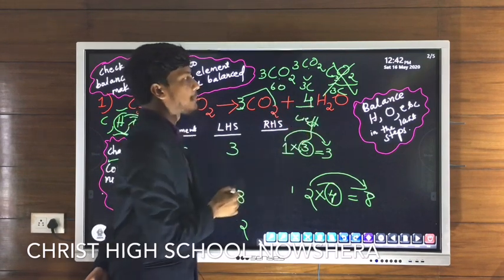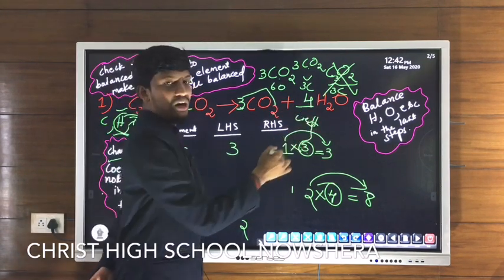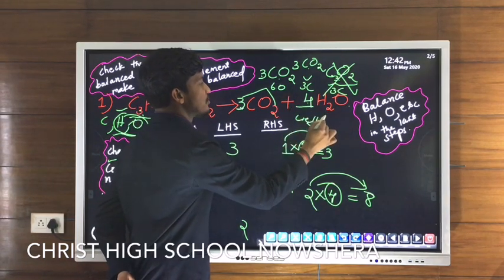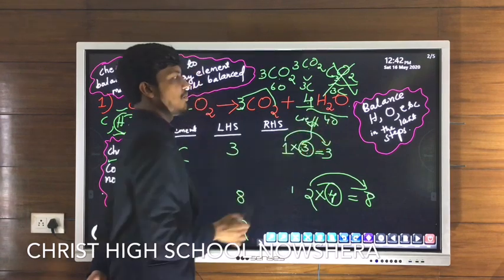And from 4H2O, how many oxygen atoms? 4 into 1, 4. So 4 oxygen atoms from 4H2O.